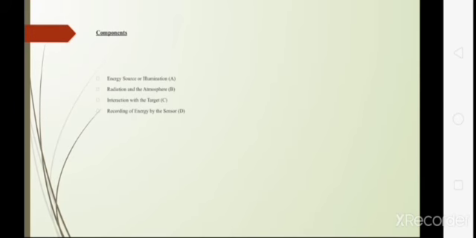Next one is interaction with the target. Once the energy makes its way to the target through the atmosphere, it interacts with the target depending on the properties of both the target and the radiation. Recording of energy by the sensor. After the energy has been scattered by or emitted from the target, we require a sensor to collect and record the electromagnetic radiation.